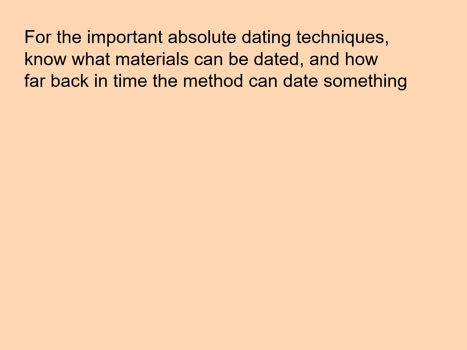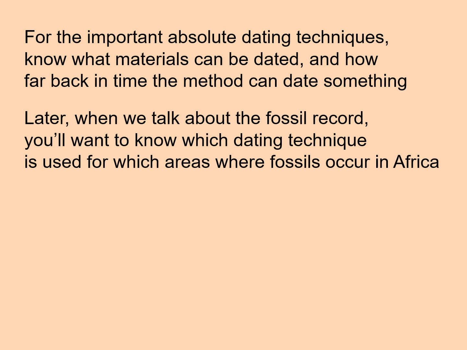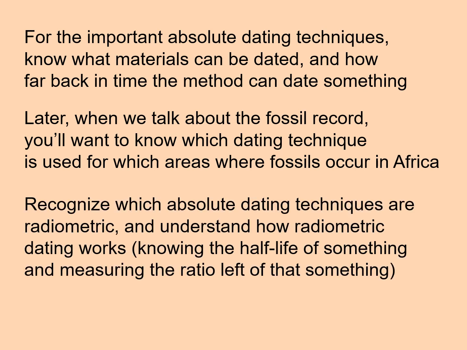For the important absolute dating techniques, know what materials can be dated. For example, for potassium-argon, you need volcanic tuff. Or for radiocarbon dating, you must date something that is organic, and how far back in time the method can date something. Later, when we talk about the fossil record, you'll want to know which dating technique is used for which areas where fossils occur in Africa. So recognize which absolute dating techniques are radiometric and understand how radiometric dating works, knowing the half-life of something and measuring the ratio left of that something.